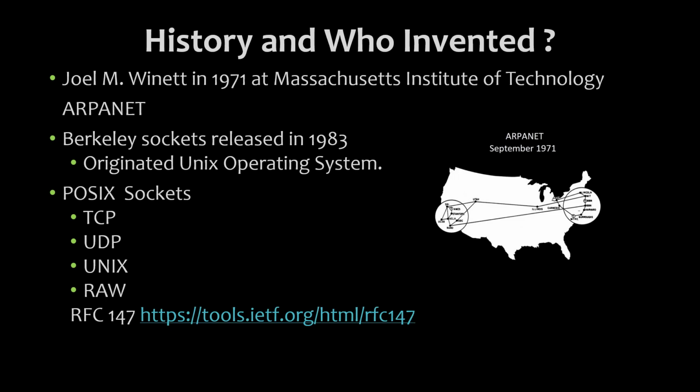Sockets improved over time and new versions were released. Many socket versions are based on Berkeley sockets today, and Berkeley sockets were released in 1983. This socket originated in the Unix operating system. After that, POSIX sockets were released, and there are 4 different socket types for different usage here. These are TCP, UDP, Unix, and RAW sockets.